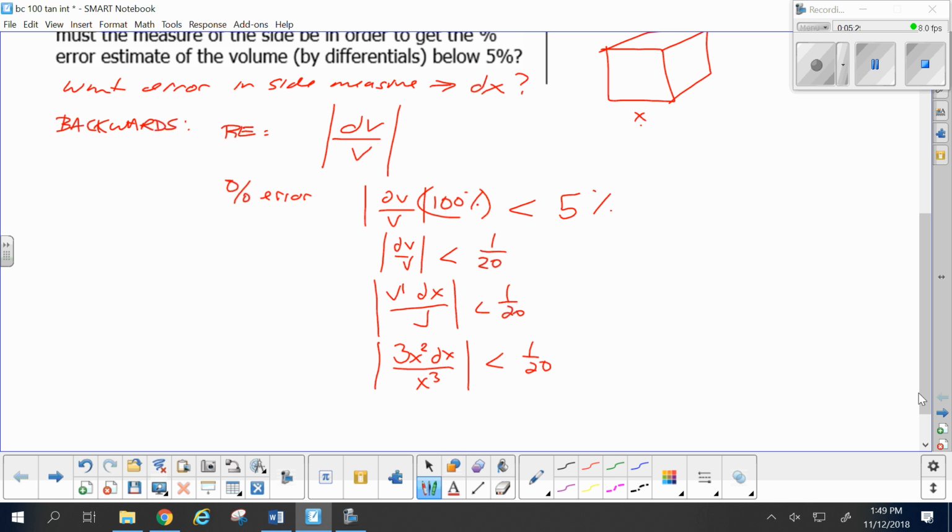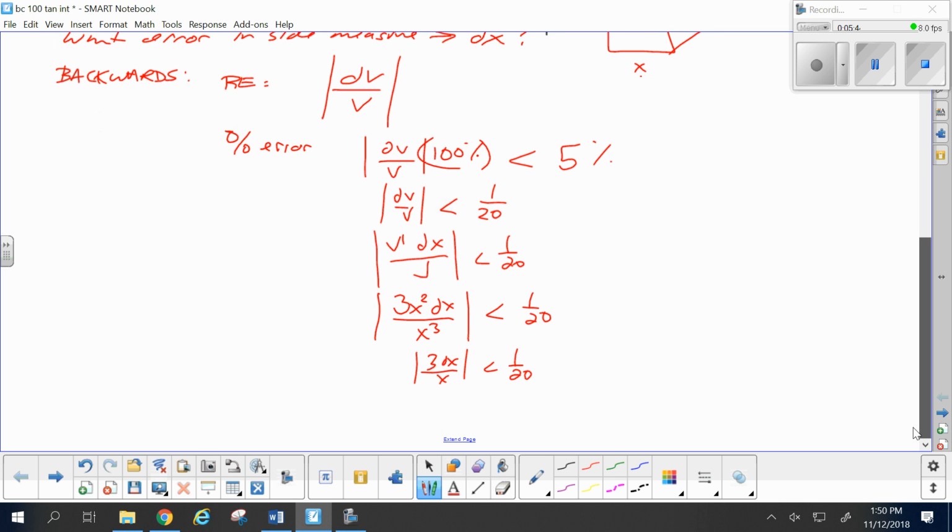We could put numbers in, then cancel, or we could just cancel first. Do you agree we're going to dump two x's? All right, so we'll have 3 dx's over an x is less than a 20th. Okay, now what? What do we want? Okay, you could plug in 10. You know that the side measure is 10, so we could plug that in.